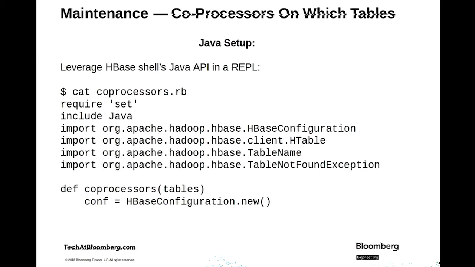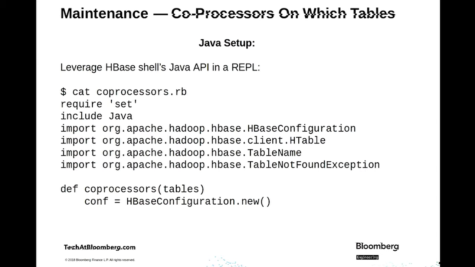Coprocessor is the name of my function, so creative. And I need a configuration. So now we kind of see the melding of the two here. It's conf equals HBase configuration.new. HBase configuration being that org.apache.hadoop.hbase configuration.